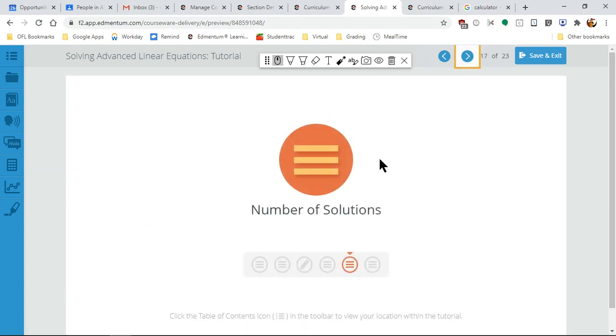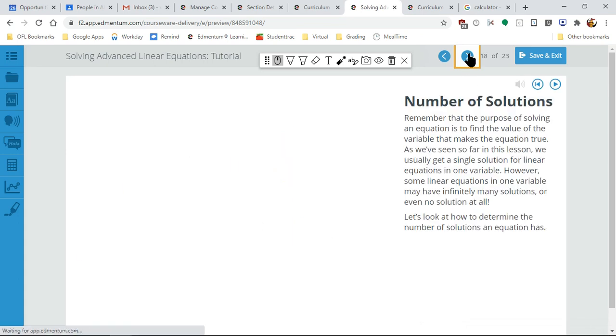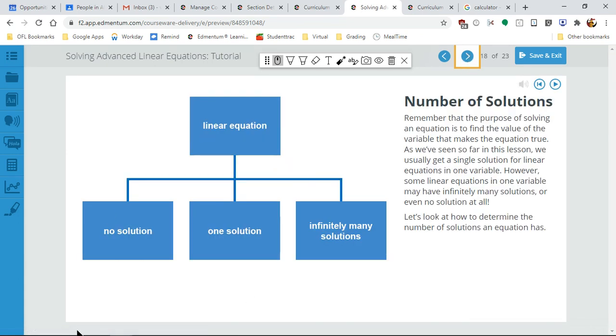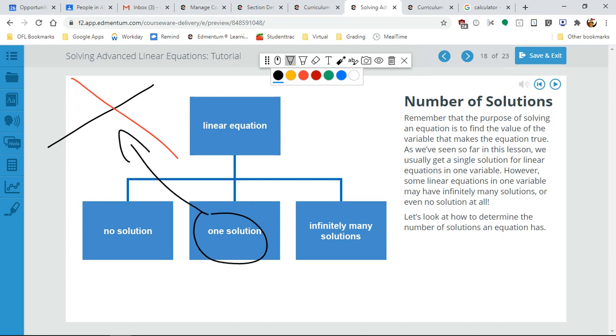So now we're going to talk about number of solutions. Sometimes we can have more than one solution. If it is a linear equation, we can have a few options here. So linear equations, we can have one solution. We have two lines. They cross each other one time. So this is an example of one solution.